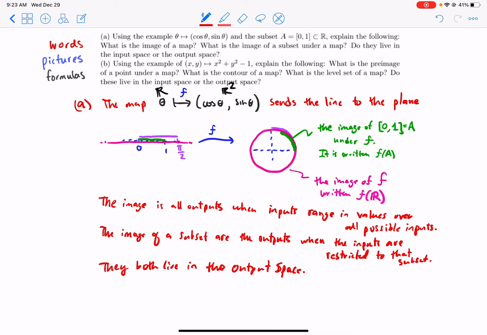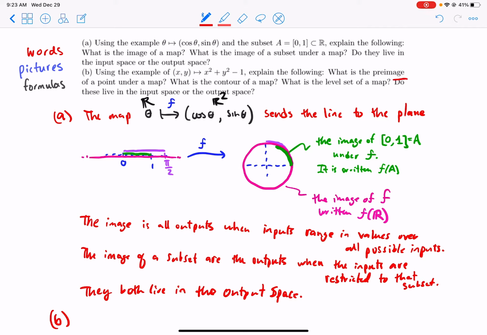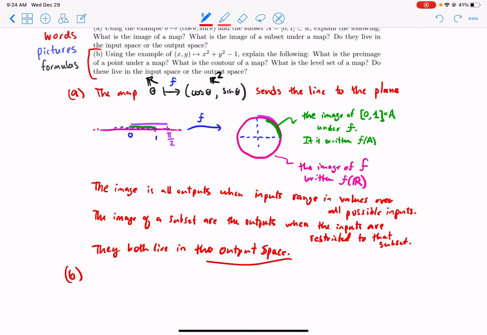All right, part B. Let's see here. Okay, there's two sides to the coin. We have images and then we have preimages. These are also called contours or level sets. So part B, using the example of this formula, explain what is the preimage of a point? What is the contour of a map? What is the level set of a map? Do they live in input or output space? So you guessed it, part A, they lived in the output space. So part B, they're gonna live in the input space.